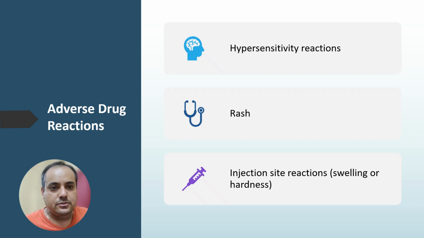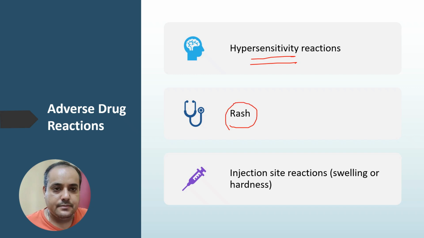So now what are the most important adverse drug reactions? The most important adverse drug reaction is the development of hypersensitivity reactions. This drug is also associated with the development of rash as well as injection site reactions such as swelling and hardness.